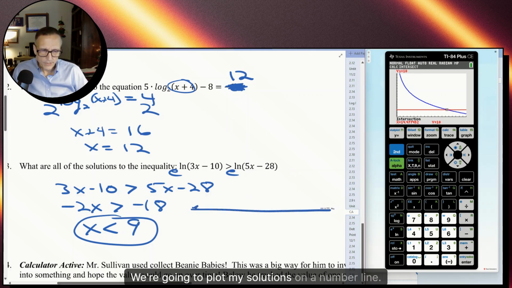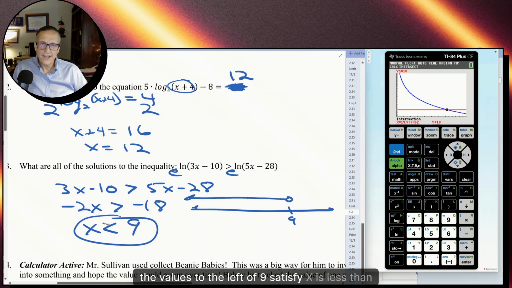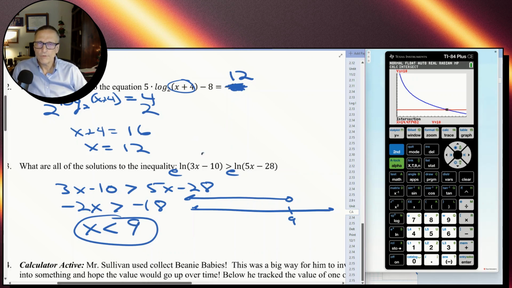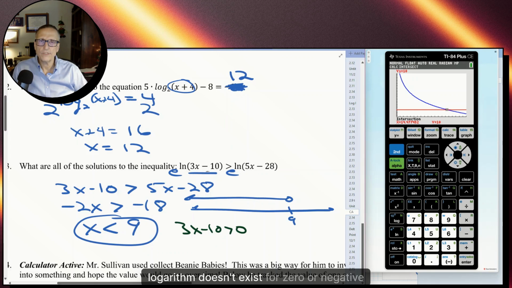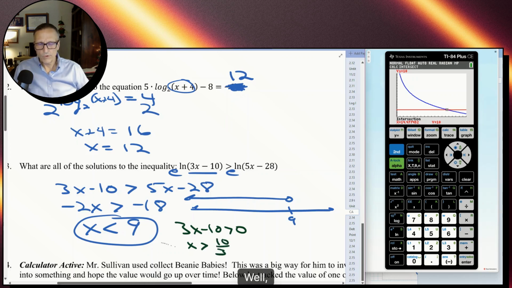We're going to plot my solutions on a number line. So here is where 9 is. This says less than 9, so it would be all of these values, because all of the values to the left of 9 satisfy x is less than 9, obviously. But there are two other things that have to be true for the x values to be considered a solution. This argument inside that logarithm, which is 3x minus 10, has to be greater than 0, because this logarithm doesn't exist for 0 or negative numbers, so it has to be positive. And that means that x needs to be greater than 10 thirds. Well, where is 10 thirds?